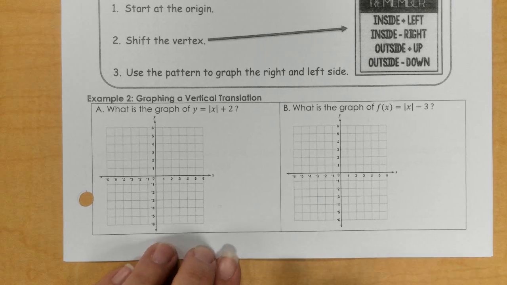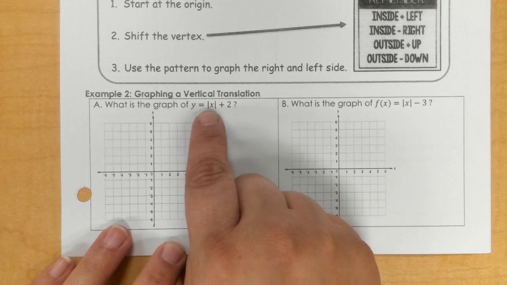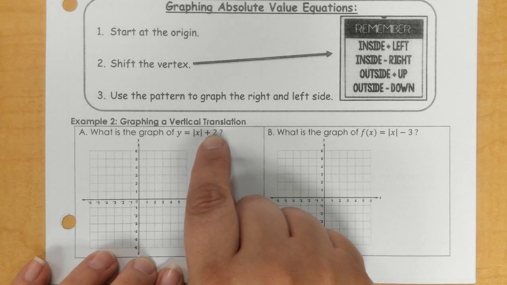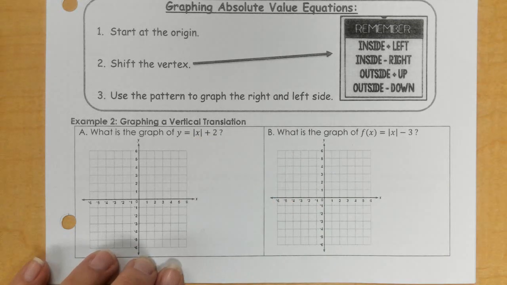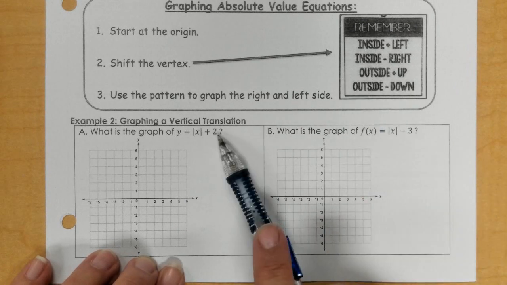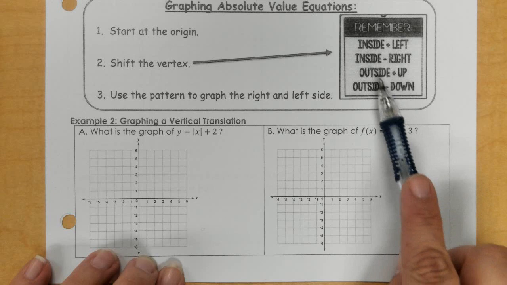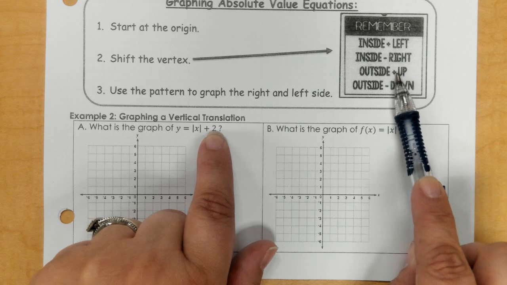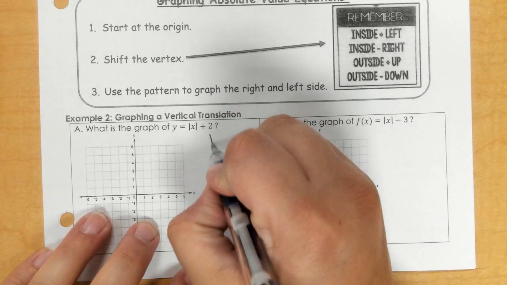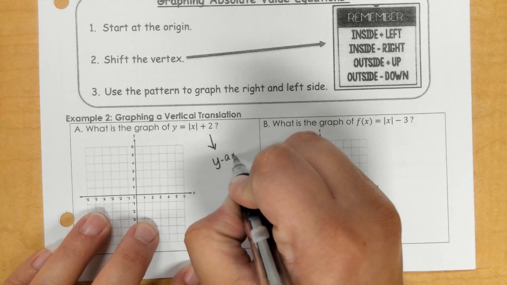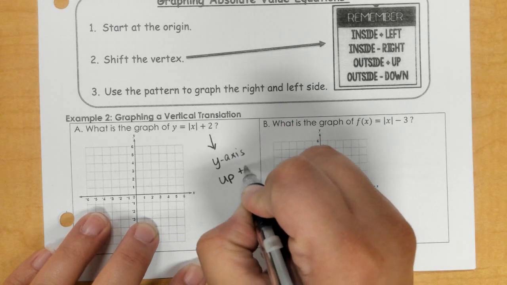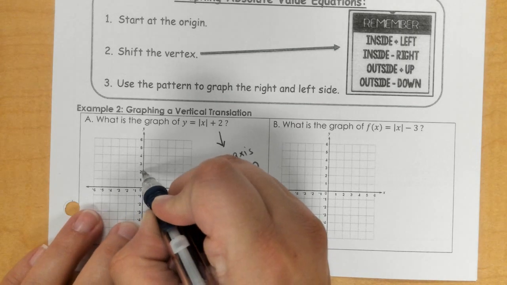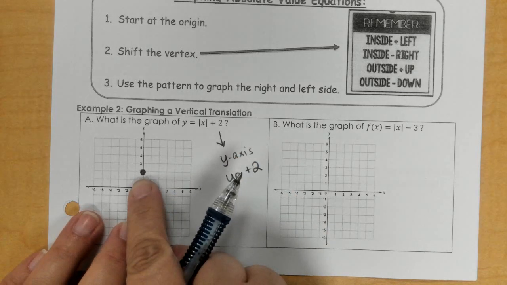Alright, so for example 2, what is the graph of y equals the absolute value of x plus 2? This plus 2 is on the outside of the absolute value. So when I go up here and look at this chart, I see where my number is located. It's on the outside, and it is a positive 2. So I'm going to go up to positive 2 on the y-axis. I start at the origin, I shift up 2 units. This right here is my vertex.